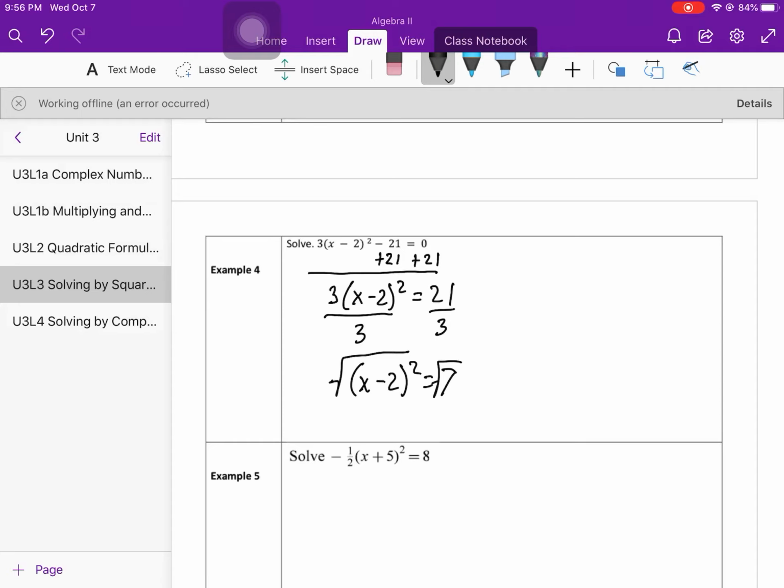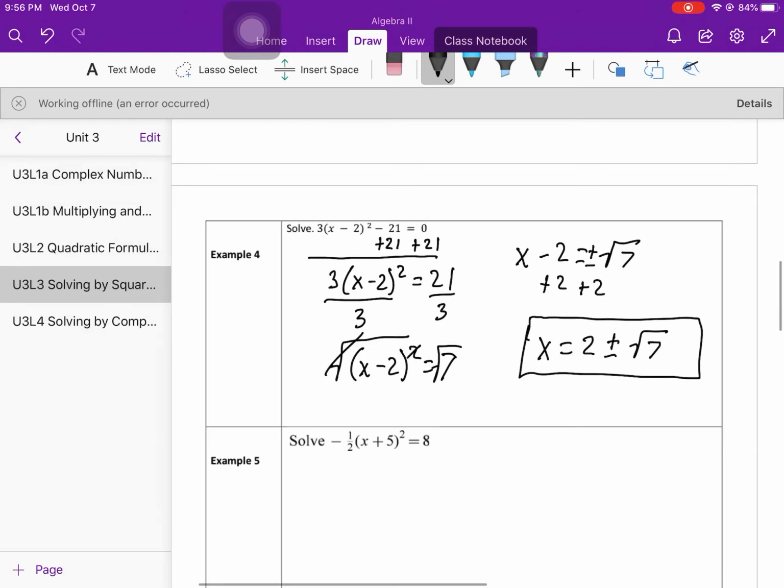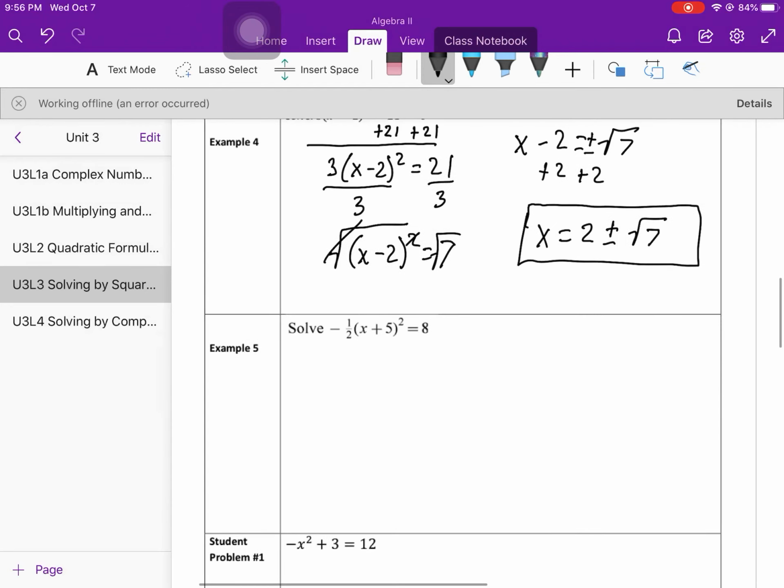Then we got to take the square root of both sides to get rid of the squared term. So we get x minus 2 equals the square root of 7, but it's plus or minus the square root of 7 because we took the square root of both sides. So now the last step would be to add 2, x equals 2 plus or minus the square root of 7. Okay, and we can't combine those because one's a radical.